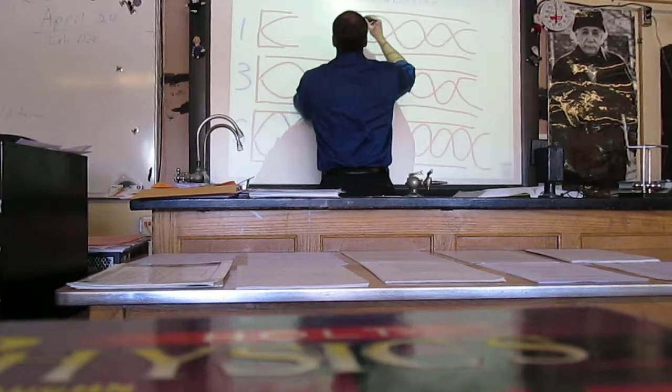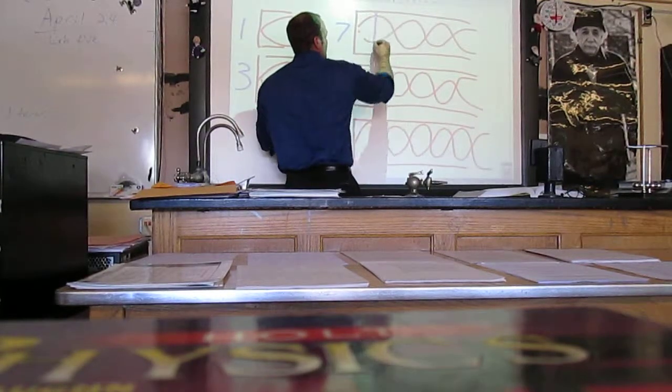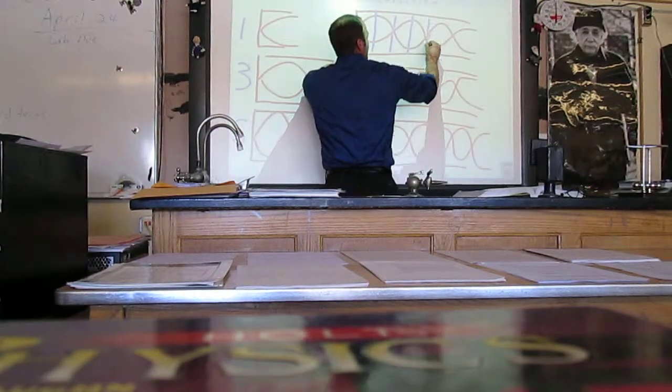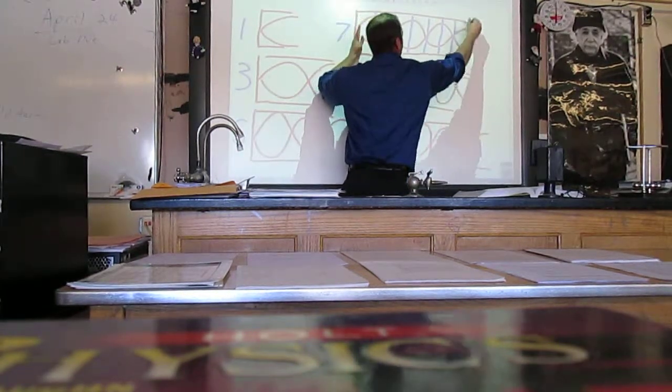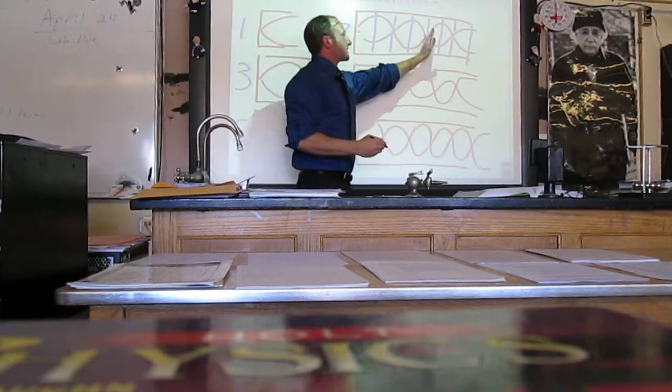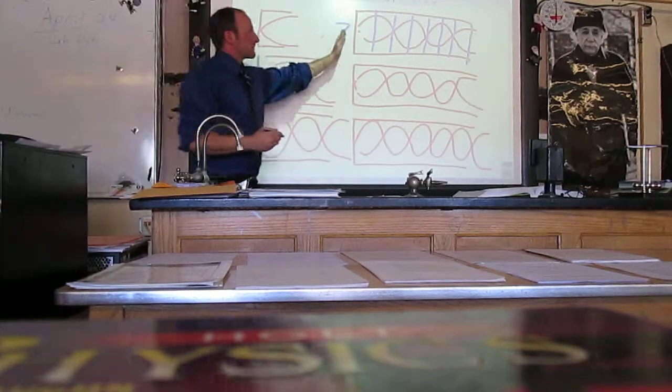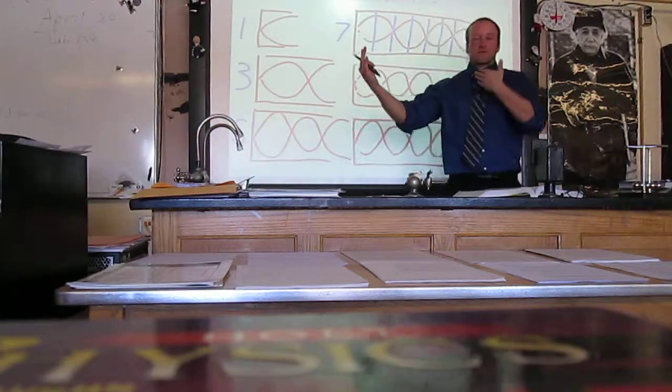So each of these blocks, I'll go ahead and draw them on here. So this is 1 of these. 2, 3, 4, 5, 6, 7. So this is 7 times the frequency of this one. You see that? And the wavelength is 1/7.